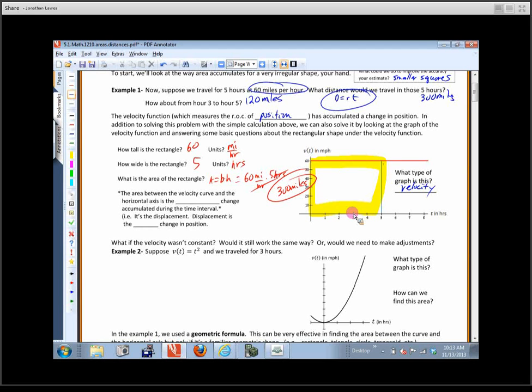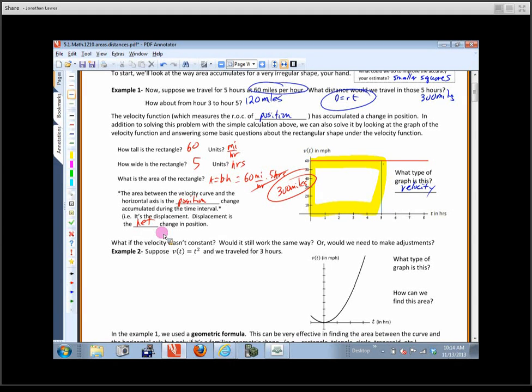So the area between the velocity curve, and I'm going to call this a velocity curve, and the horizontal axis is the position change. If I've got velocity, and I find the area between the velocity curve and the horizontal axis, that's going to tell me how much position change occurred. In other words, it's the net change in position, or we call that the displacement. And we talked about displacement, I think, in chapter 3.